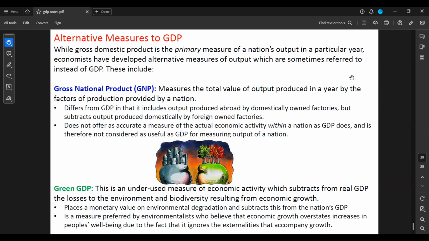Then we have green GDP. This is an underused measure of economic activity which subtracts from real GDP the losses to the environment and biodiversity resulting from economic growth. It places a monetary value on environmental degradation and subtracts this from a nation's GDP. It's a measure preferred by environmentalists who believe that economic growth overstates increases in people's well-being due to the fact that it ignores the externalities that accompany growth.